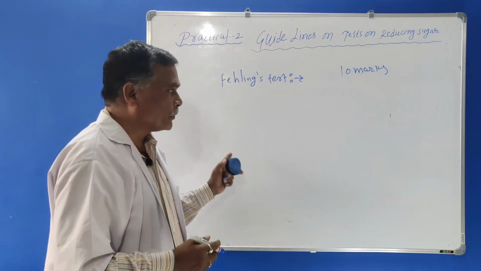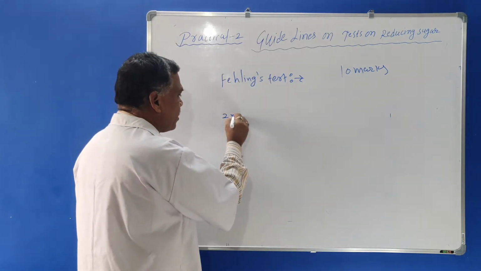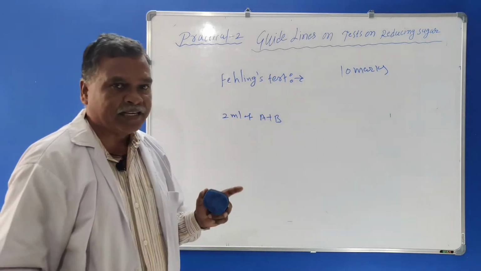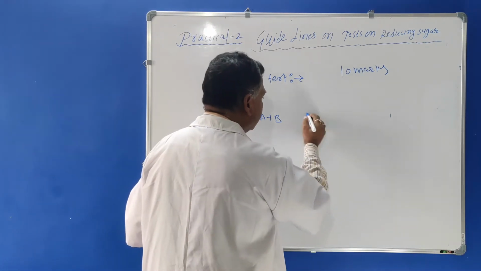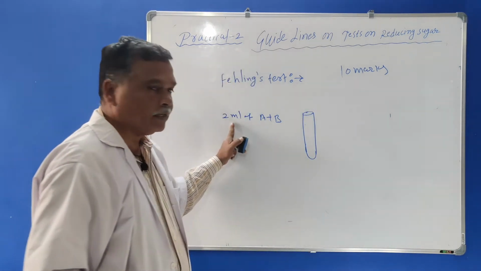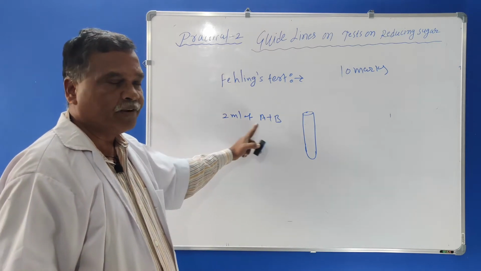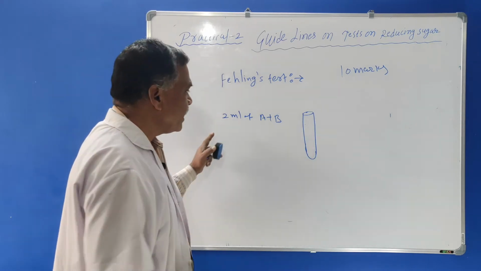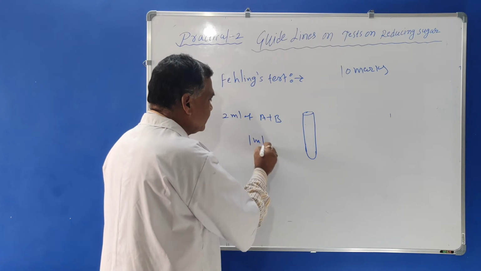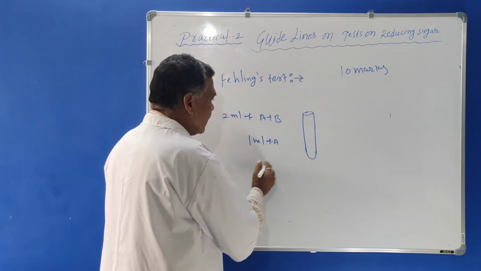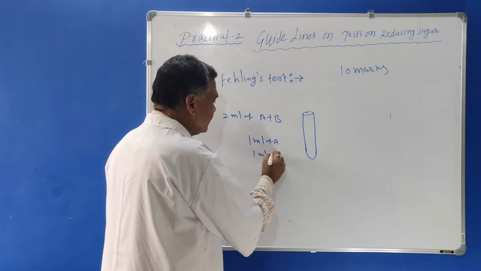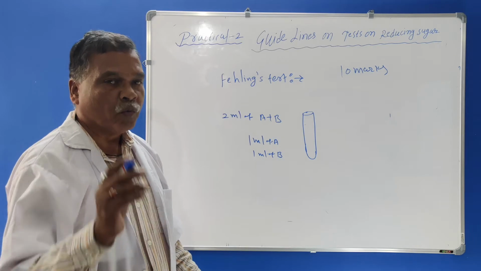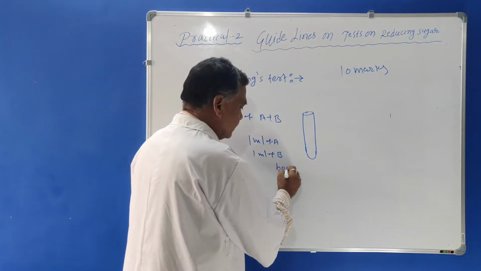Now the procedure: 2 ml of Fehling's A plus Fehling's B is taken in a test tube. First the Fehling's A and Fehling's B solutions are taken in a test tube. So you must know that 1 ml of Fehling's A and 1 ml of Fehling's B solution is taken in a test tube, and it is boiled for 1 minute.